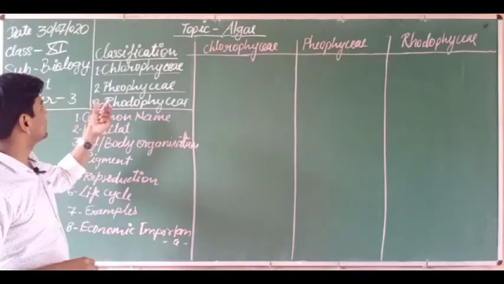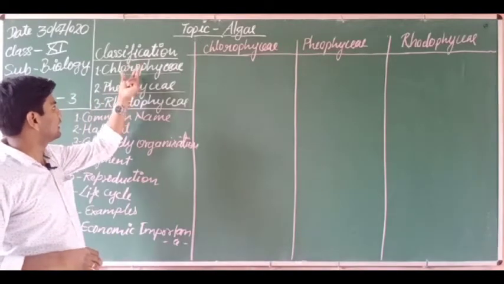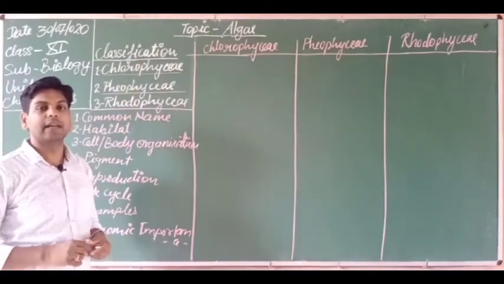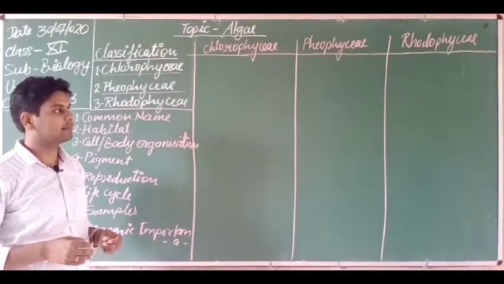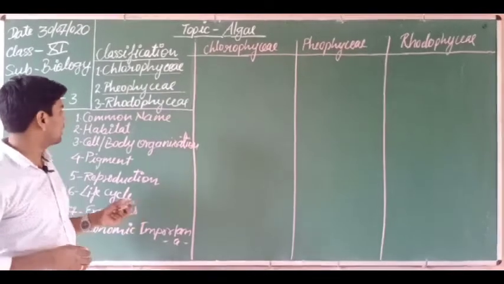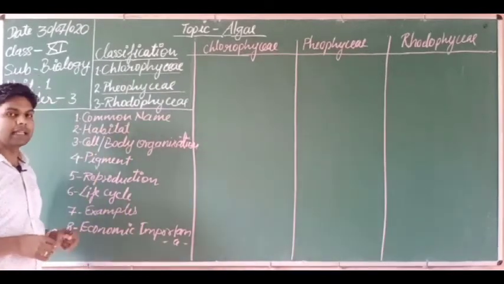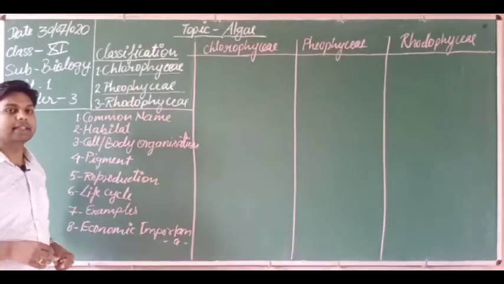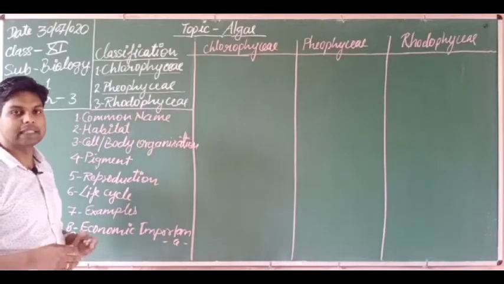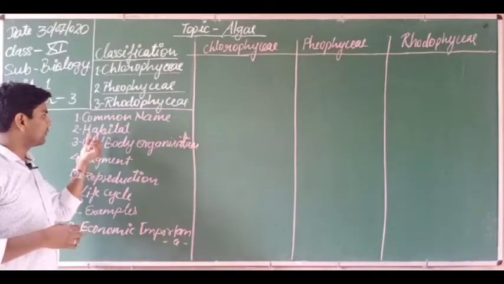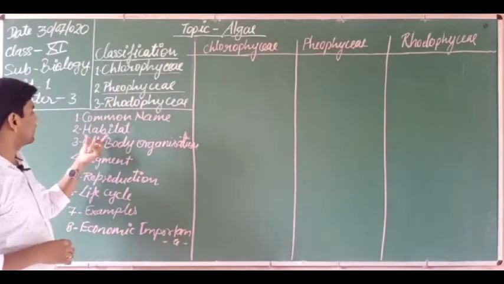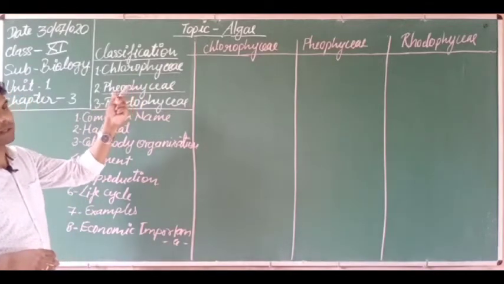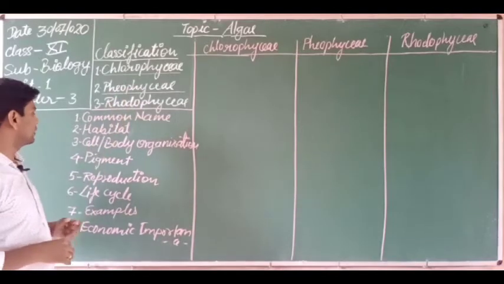First I want to tell you these 3 categories of algae are categorized on some basis. So what are these bases we are going to study? These bases are the common name of algae, meaning the members of Chlorophycy are known by a common name. So what is the common name of each category? Then habitat. What is the habitat of the members belonging to each category?